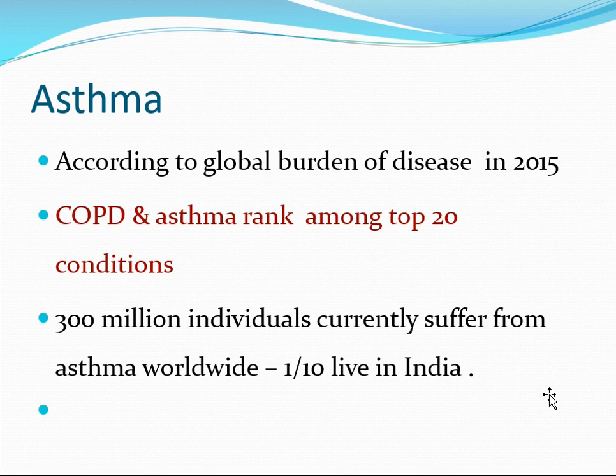So according to the global burden of disease in 2015, COPD and asthma rank among the top 20 conditions. So they are so common. And nowadays you can see asthma is very common in young children also. 300 million individuals currently suffer from asthma worldwide, and out of that, one in every 10 asthmatics lives in India.